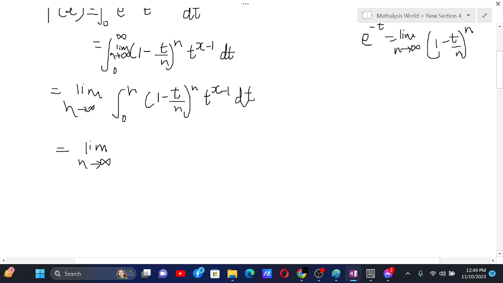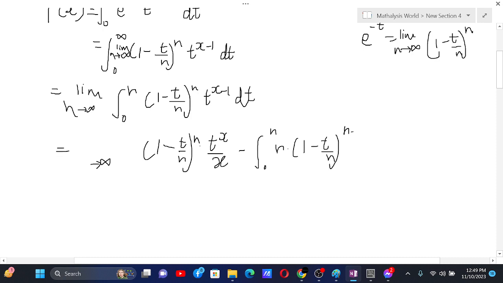Now we can do the integral. Basically we take this as u and this as v. So we will have (1 minus t by n) to the power n times t to the power x by x, minus the integral from 0 to n of n times (1 minus t by n) to the power n minus 1, with the limit as n tends to infinity. This is the derivative, and then we will have minus 1 by n, isn't it? Yes, it is minus 1 by n, and then we will have t to the power x by x, and then dt.